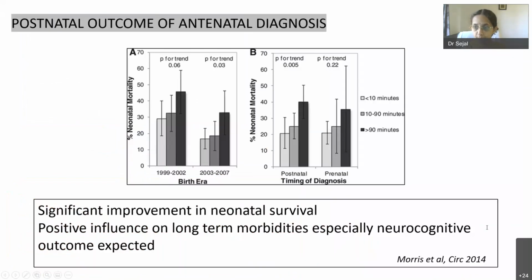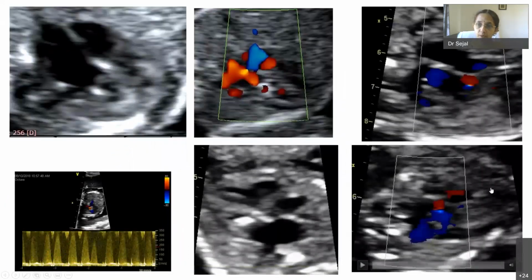The hypoplastic left heart is one lesion where a positive influence has been seen on long-term morbidities, including neurocognitive outcome. So if it gets picked up and we operate in a controlled way, versus it getting picked up a week later, there's a lot of difference in terms of long-term outcome of the baby. So this is one lesion where there is a positive impact.